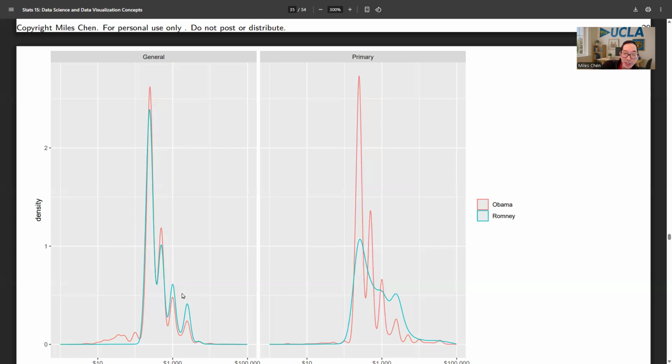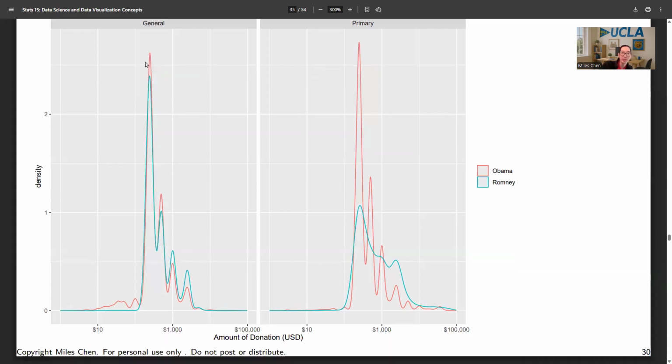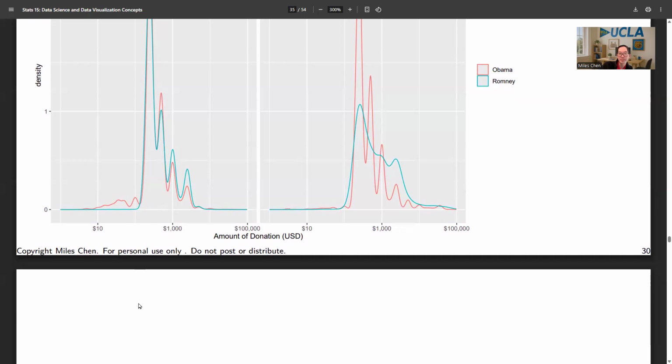But then when you look at the general election, when it's Obama versus Romney, the trend is actually very similar. You have similar spikes around 200, 500, 1,000, $2,000. Very similar shape for both Obama and Romney during the general election. Regarding donations of 100 or less, Obama had more donations there, but still not a ton. Neither candidate had a ton there.